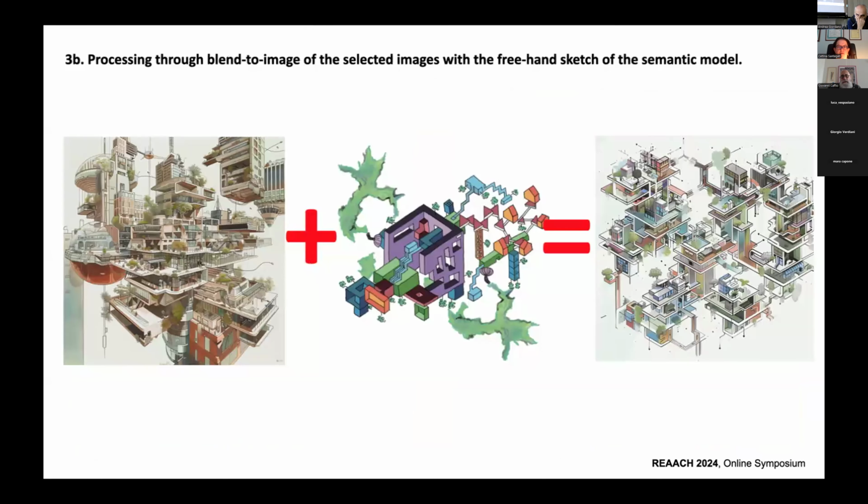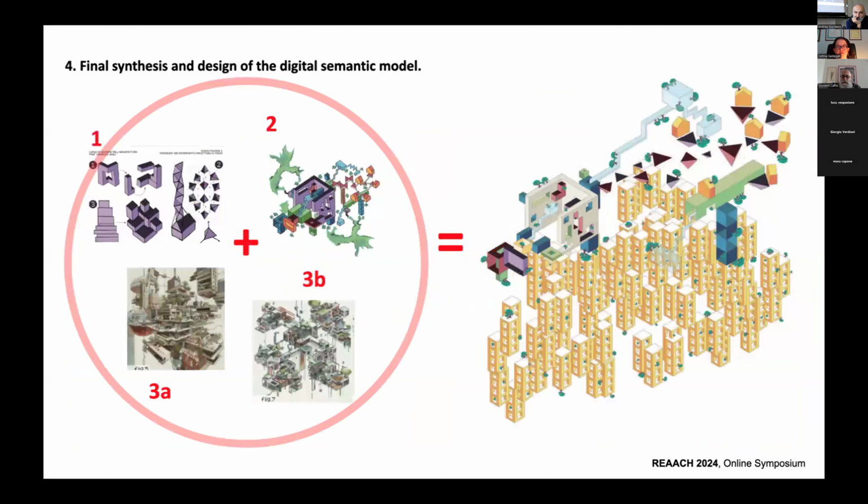The second operation consists of mixing through the blend-to-image operation the sketch made freehand that you can see here in the middle with the image processed previously by Midjourney. So we have a blend of two images, one AI-driven and the other made by hand. In the fourth phase, we have the synthesis and design of the final digital semantic model. This phase is carried out by each student using software for modeling and rendering architectural compositions in isometric view.